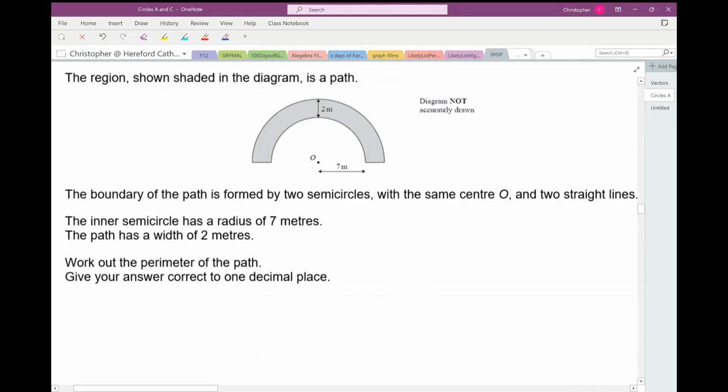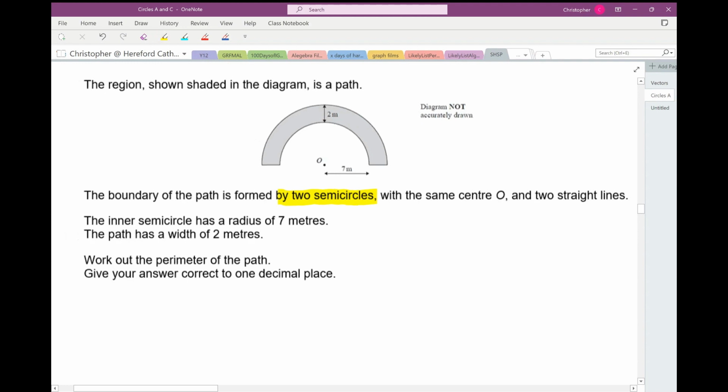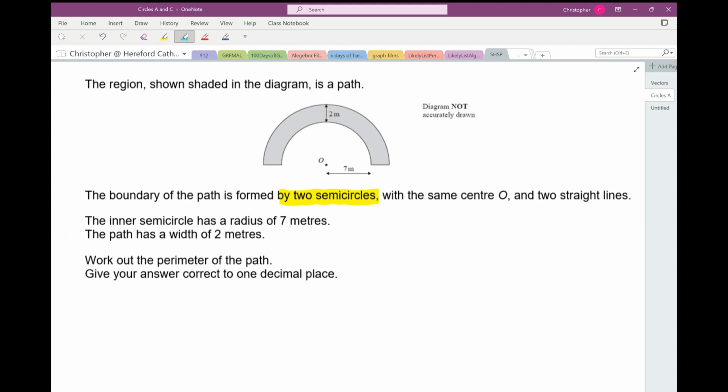Question 6. I've got a diagram of a path, and it tells me that the path is made up of 2 semicircles with the same center. I can see that from the diagram. The path also has 2 straight lines, and there are these straight lines here. The inner semicircle has a radius of 7. That's this semicircle here. The path has a width of 2 meters, so that length there is 2. Work out the perimeter of the path.